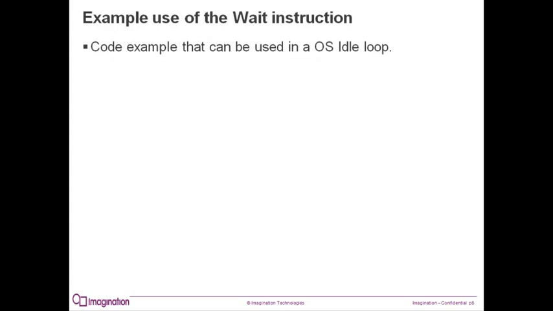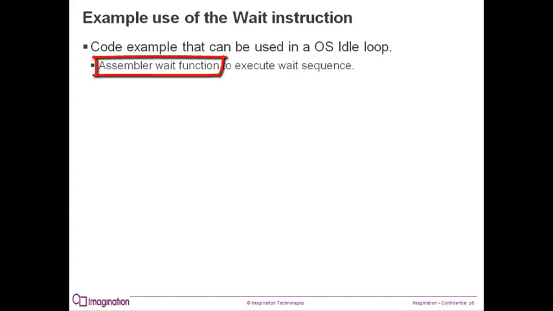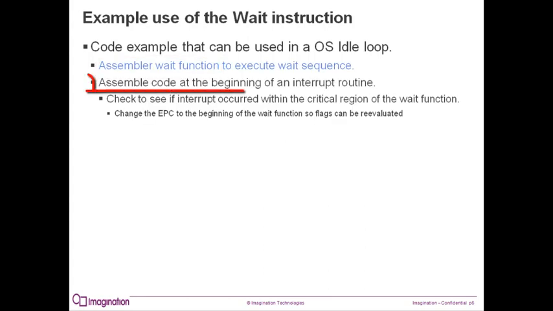I'm going to show you how to avoid waiting forever with a code example. There are two parts to the process. First is an assembler wait function to put the CPU into low power mode. The second is a snippet of code to be used in the beginning of any interrupt function that will check to see if the interrupted code was in the process of calling the wait function. These two parts go hand in hand to form the proper way to use the wait instruction. I'll also talk about a change to our more recent cores that can be used to simplify this approach.